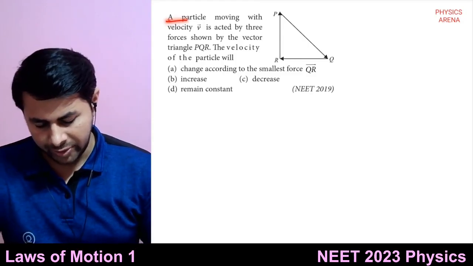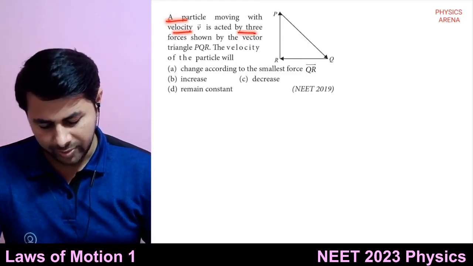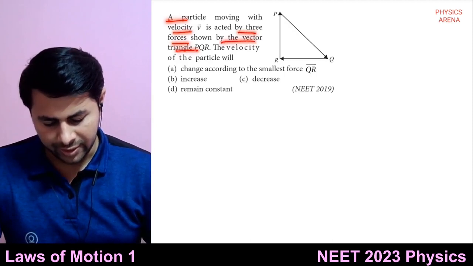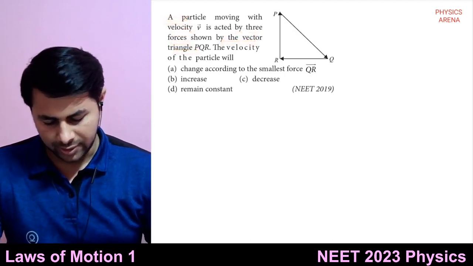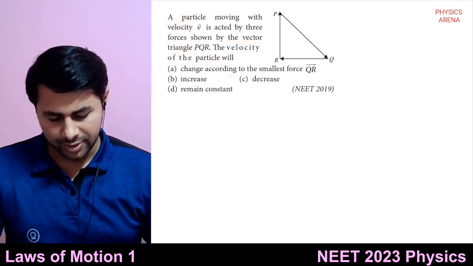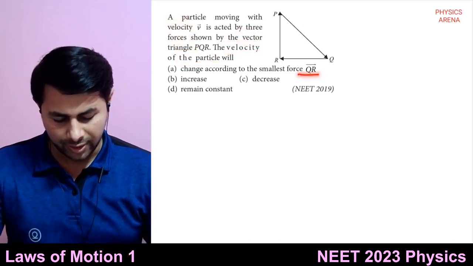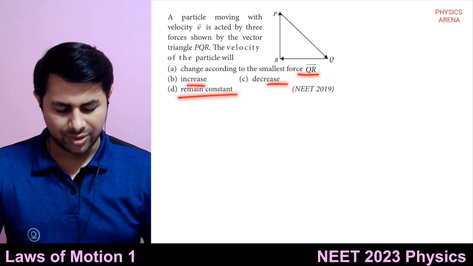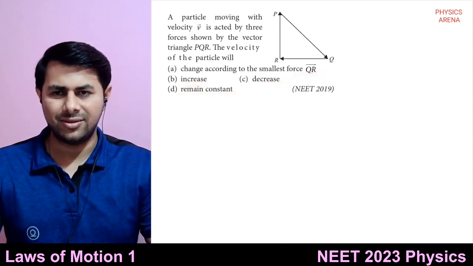So a particle moving with velocity v bar is acted by three forces shown by vector triangle PQR. The velocity of particle will: option A, change according to smallest force QR, increase, decrease, remain constant. Tell me what's the answer?